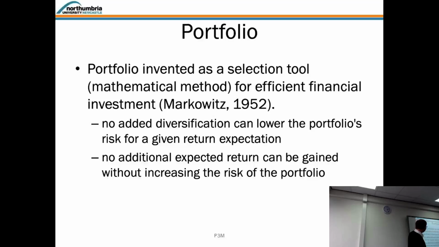So basically, Markowitz recognized this in a very simple algorithm, an 8-pager. He won a Nobel Prize for this. All I'm saying: this is a paper from 1952, 8 pages written, and you have a Nobel Prize. No other diversification can lower the portfolio's risk for a given expected return. So what does that mean?